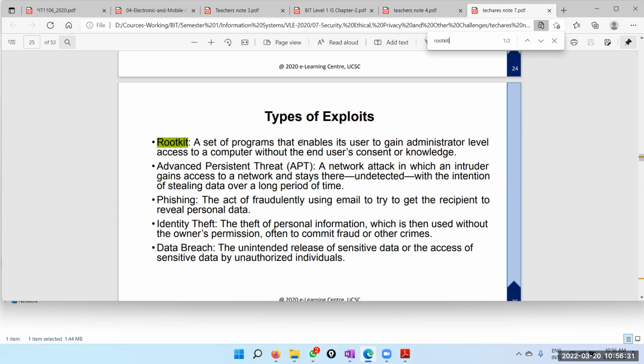Rootkit, a set of programs that enables its users to gain administrator level access to a computer without the end user's consent or knowledge. So most of the time, these things can happen as part of Trojan horse software. So someone says, okay, you don't have to buy that software. You can download it. Or I have the crack copy. You can get it. Then you download and install it, and it's doing your purpose. Maybe it is your Word, Microsoft Office, but at the same time, it is acting like a rootkit.